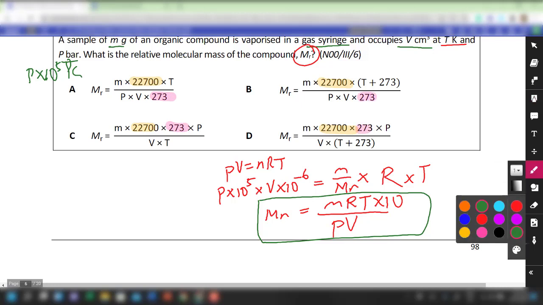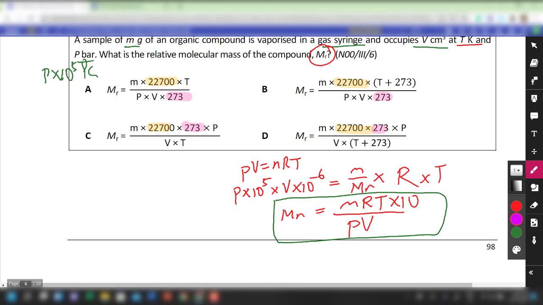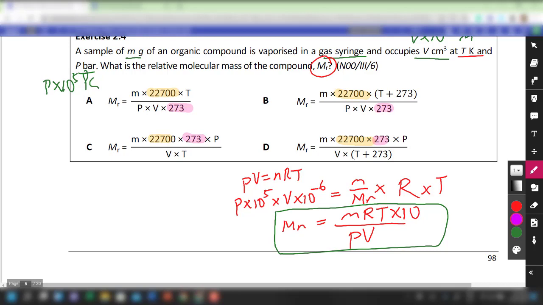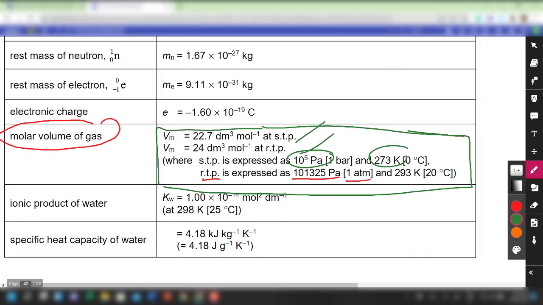Once you have all these in your answers without R, the first thing that should come to your mind is perhaps they don't want you to use 8.31. You're supposed to re-express R in terms of other variables. Because you already see 273 and 22,700, maybe the STP condition comes to mind. For STP condition, the molar volume is defined as 22.7 dm cube per mole, and the rest of the condition, 273 Kelvin especially.